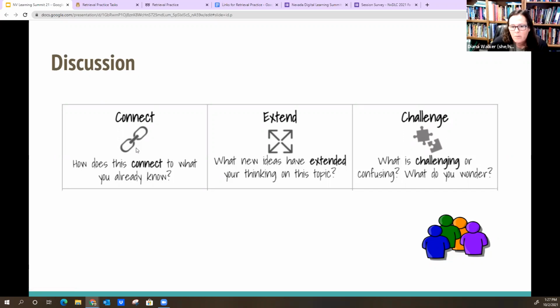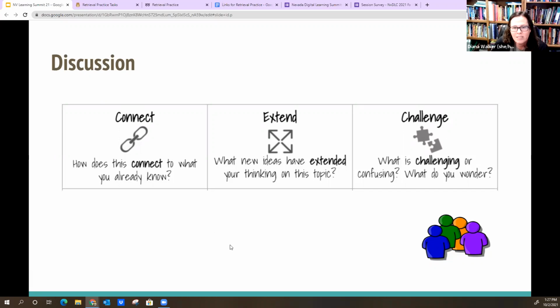Okay, we're going to come back together and have a short discussion. First of all, you are welcome to unmute and share anything that you're thinking, because we are not confined to these three things. To help us with the discussion though, how does this connect to what you already know? When I was listening in the breakout rooms, I heard lots of you making connections to things that are already happening in your classroom and making that decision around when it is going to be supportive and when I am going to let them use their notes.